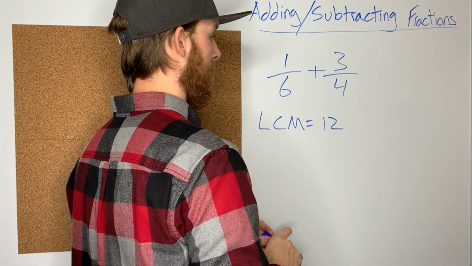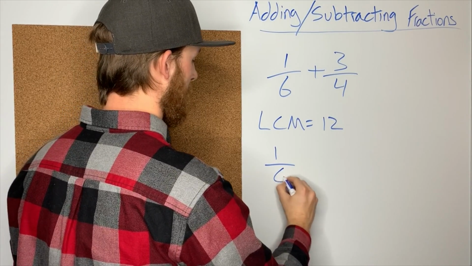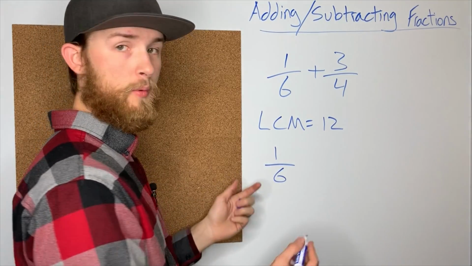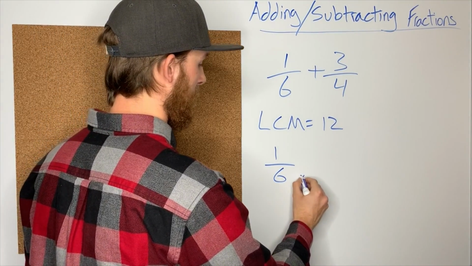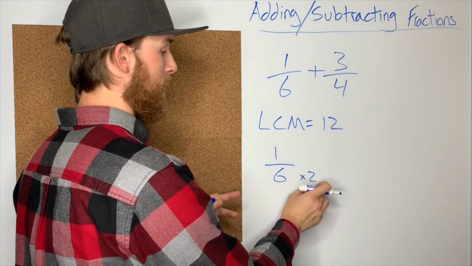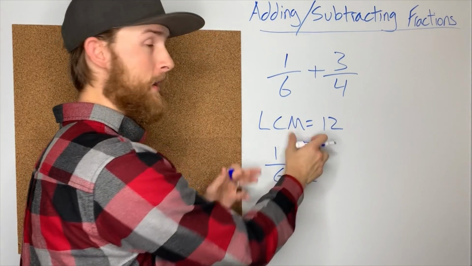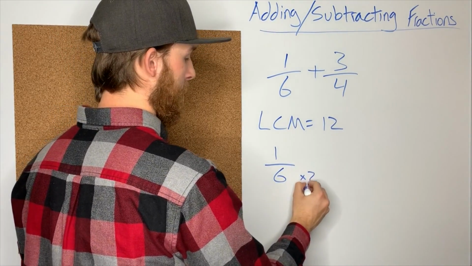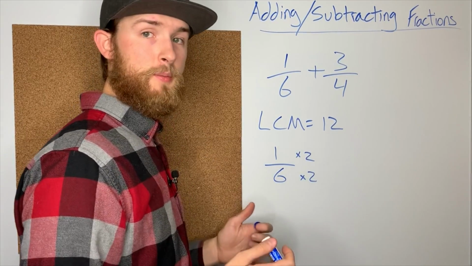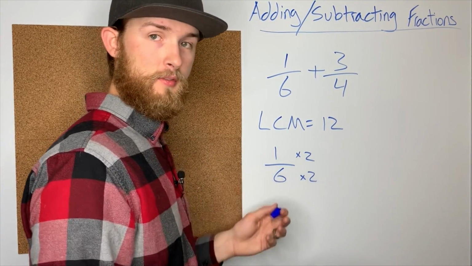Let's start with the first fraction, 1 over 6. How do we get this 6 to be a 12? Well, we're going to need to multiply it by 2. Now when you're working with fractions, when you multiply the bottom by a number, you have to multiply the top by the same number, and vice versa. So we're going to multiply the bottom by 2, and we also have to multiply the top by 2. That's a big mistake people tend to make, where they forget to multiply the top and the bottom, and then they get themselves into trouble.